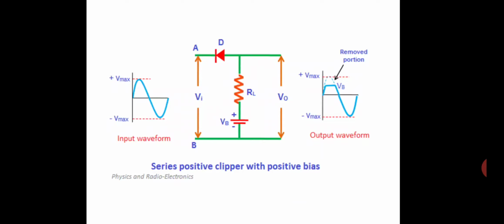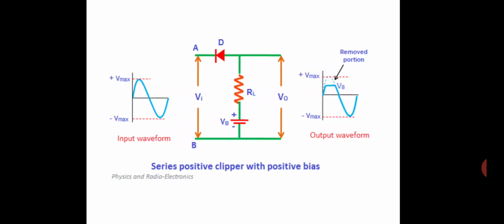Battery VB has some voltage, and the positive terminal of the battery is connected to the diode and the negative terminal of the battery is connected to point B of the circuit. When a positive input is given at the diode, A is positive. Starting at point A, to increase the positive voltage, we use a sinusoidal waveform, which increases slowly.